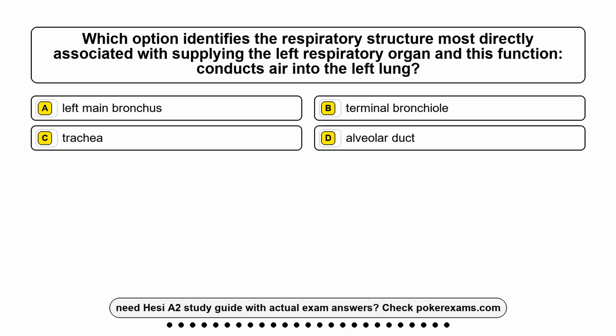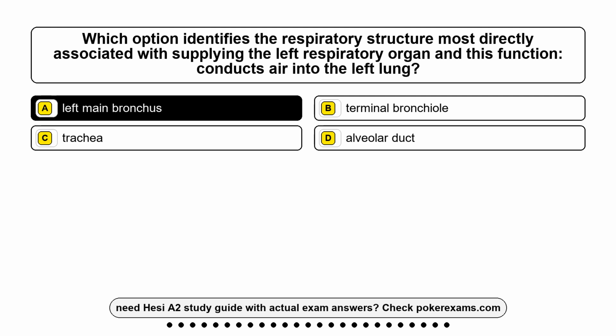Question 2. Which option identifies the respiratory structure most directly associated with supplying the left respiratory organ and this function: conducts air into the left lung? Option A, left main bronchus. Option B, terminal bronchiole. Option C, trachea. Option D, alveolar duct. The correct answer is option A, left main bronchus.